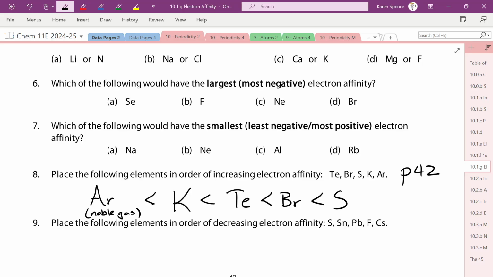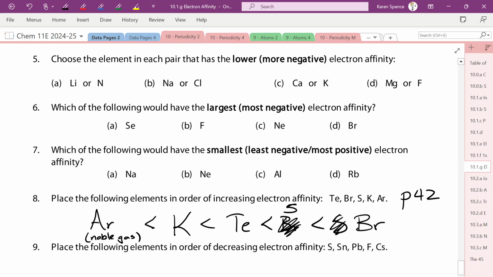Okay, I probably should have said noble gas. Okay, so we were good other than this one. So apparently S and then Br, I'm guessing. I don't know why. I wouldn't worry about it.